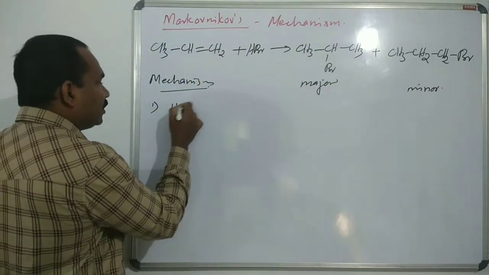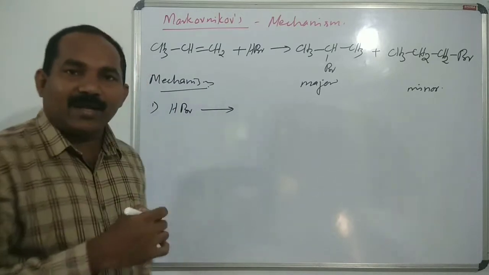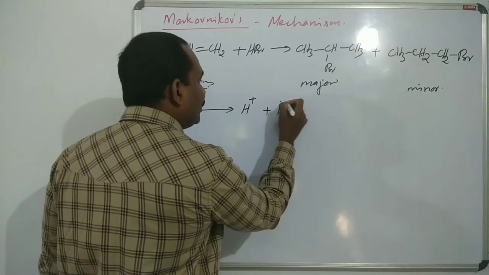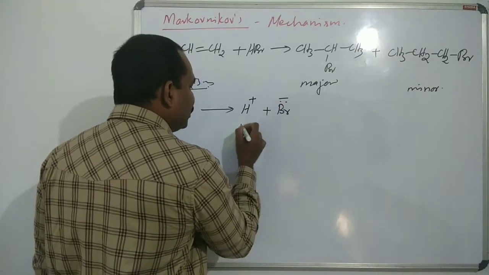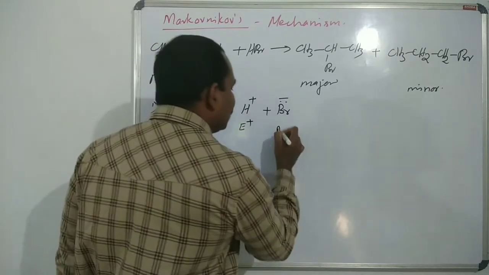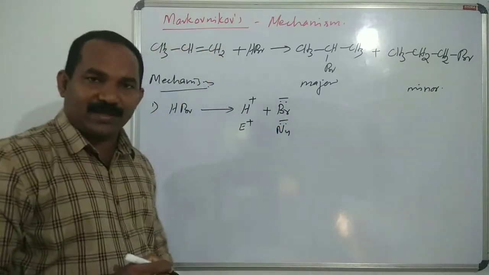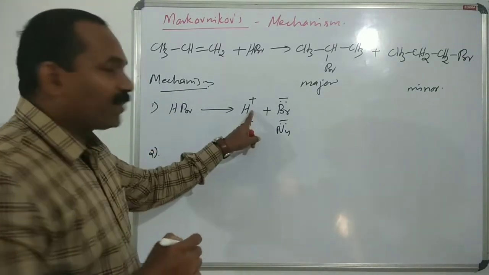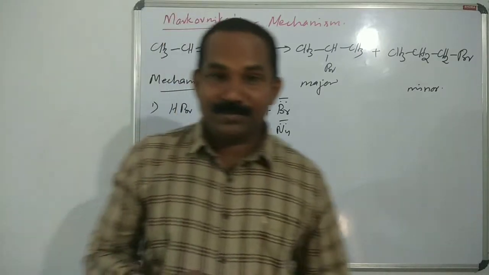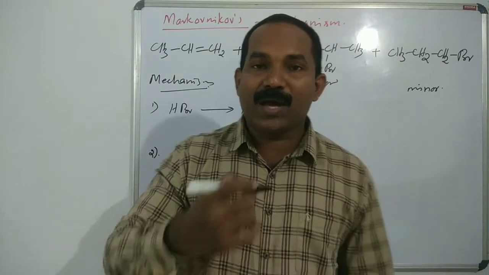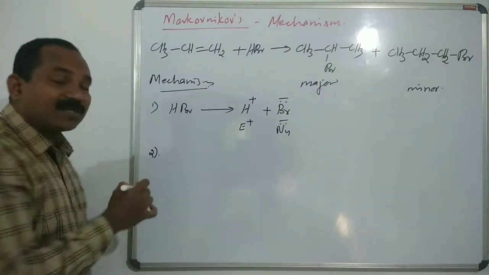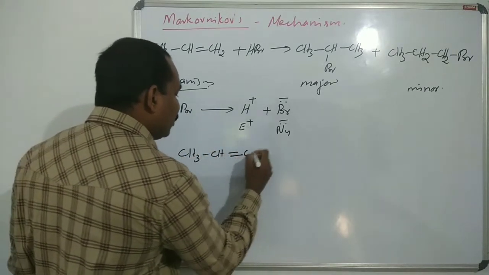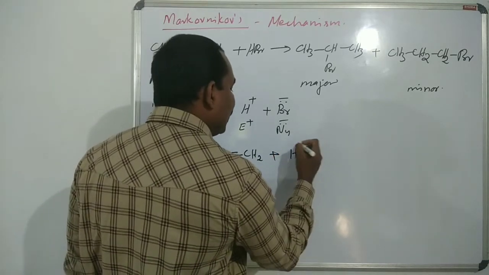In the first step, HBr undergoes heterolytic fission and forms an electrophile H+ and Br-, that is a nucleophile. So this is the electrophile E+, this one is the nucleophile Nu-. And in the second step, the electrophile is added to the alkene, and we get a carbocation. So CH3CH=CH2 plus H+.